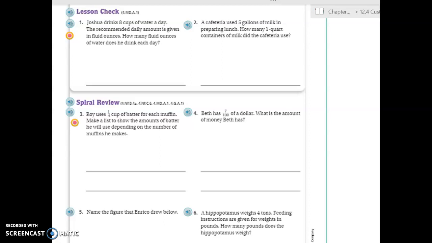Roy uses 1/4 cup of batter for each muffin. Make a list to show the amounts of batter he will use depending on the number of muffins he makes. Beth has 7 1/100ths of a dollar. What is the amount of money Beth has? Name the figure that Enrico drew below. A hippopotamus weighs 4 tons. Feeding instructions are given for weights in pounds. How many pounds does the hippopotamus weigh?